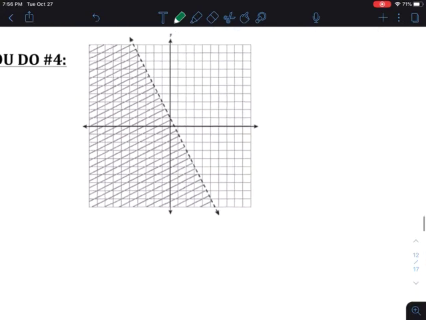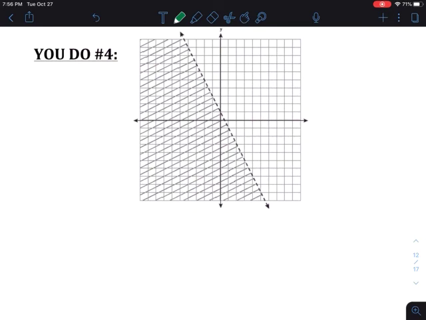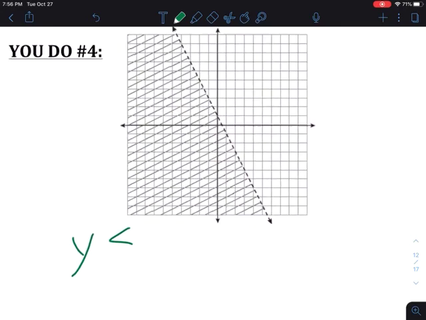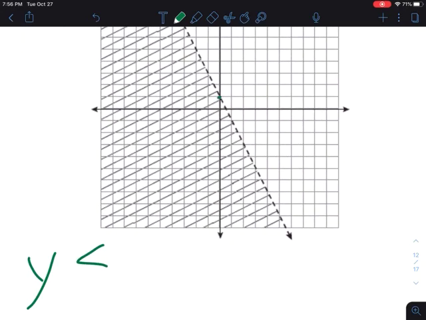All right, take a minute, pause the video, try this on your own. Okay, let's see if you got it correct. It's a dashed line shaded below, so y is less than. Points for the slope. It is a negative slope again. This guy looks like it's down 2 over 1, so we'll call that negative 2x. And then the y-intercept is right here, crossing the y-axis at 1.